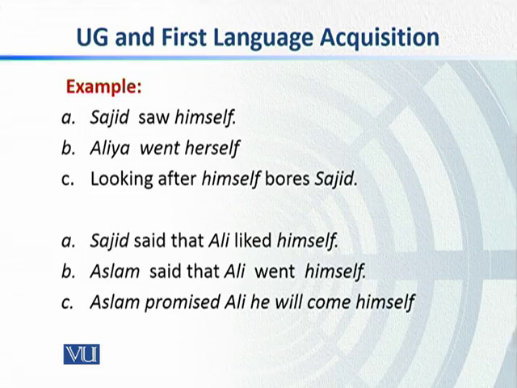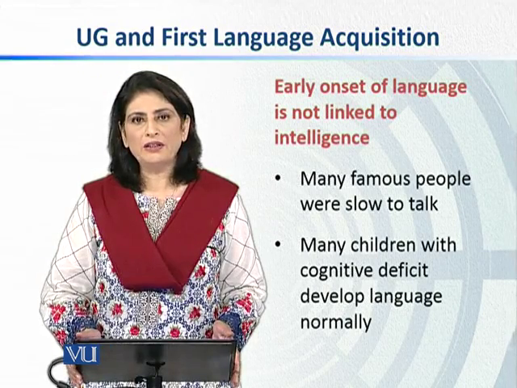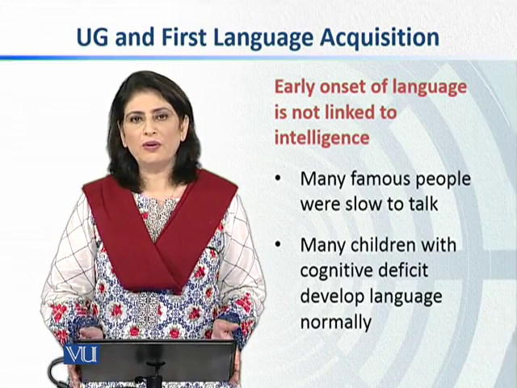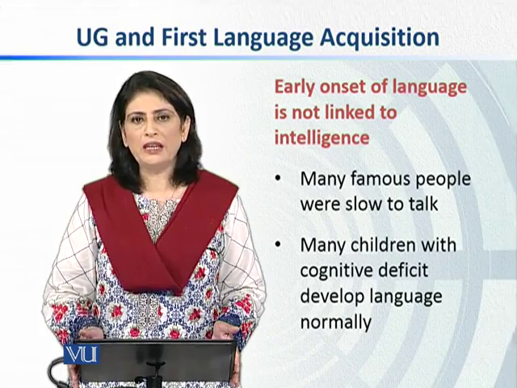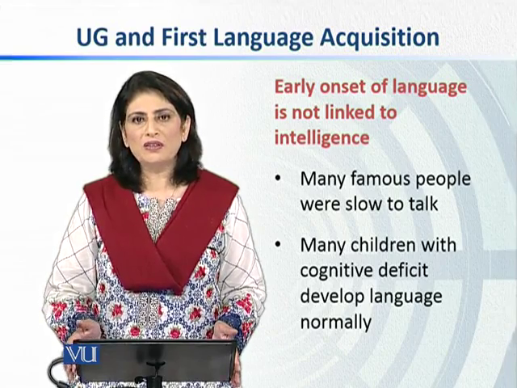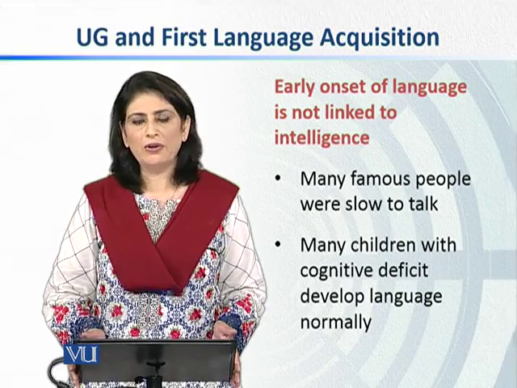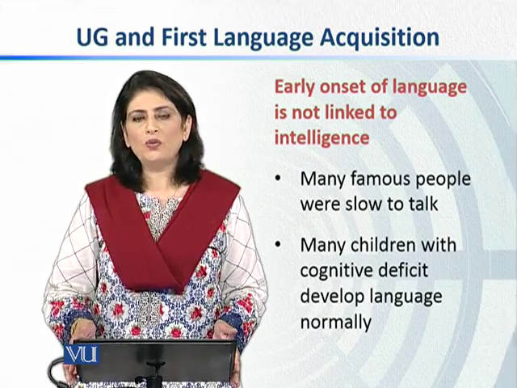Aslam promised Ali he will come himself. And over here, himself is not referring to Ali, the noun coming just before it. It is referring to the one at the beginning of the sentence. So just imagine the complexity with which a child has to deal. So having said that, it is the innate faculty in the minds of the children only that enables them to deal with this complex task of learning the first language at a very young age and with input which is not comprehensive.